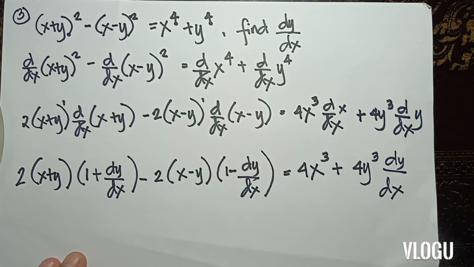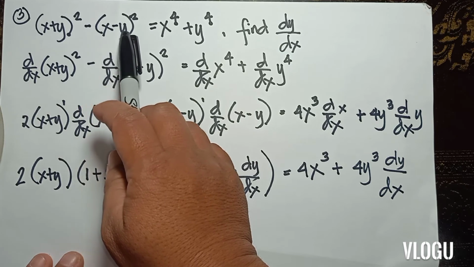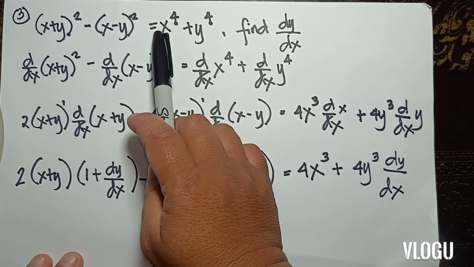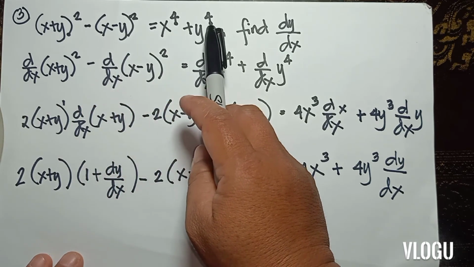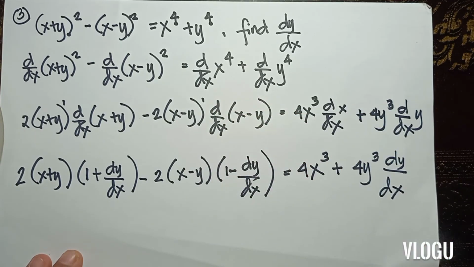Okay, example number 3, we have (x plus y) squared minus (x minus y) squared equal to x to the fourth plus y to the fourth. So find dy/dx. If you look at the equation, we cannot find y in terms of x, so we are going to use implicit differentiation. Let's try to solve.